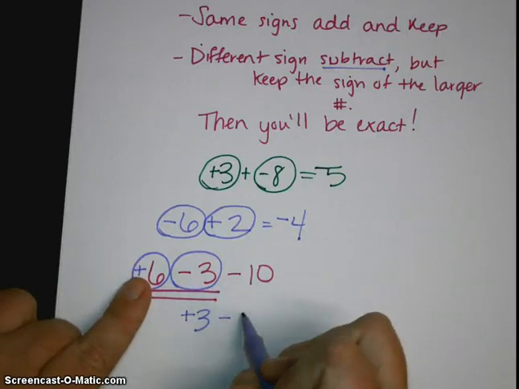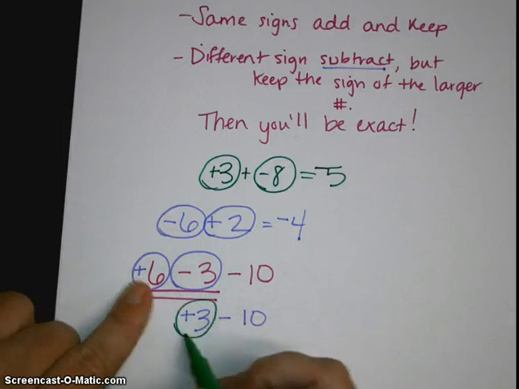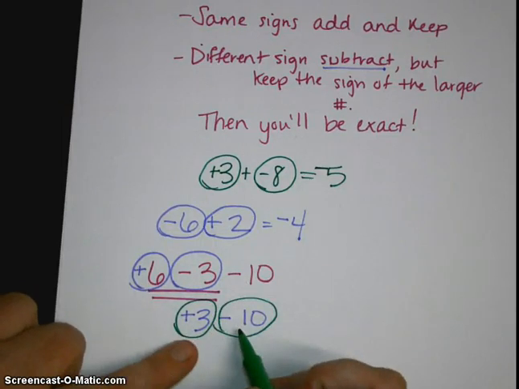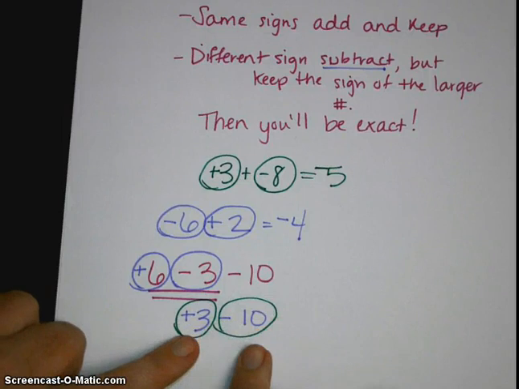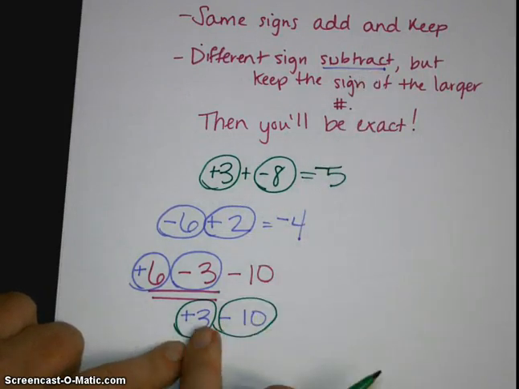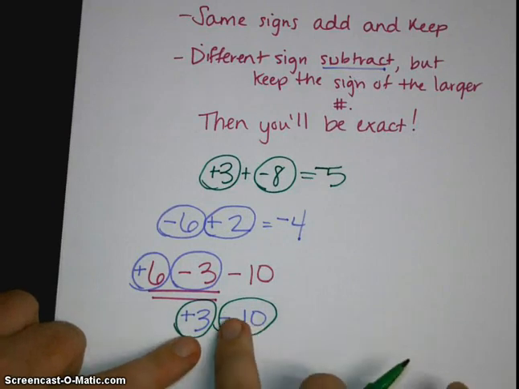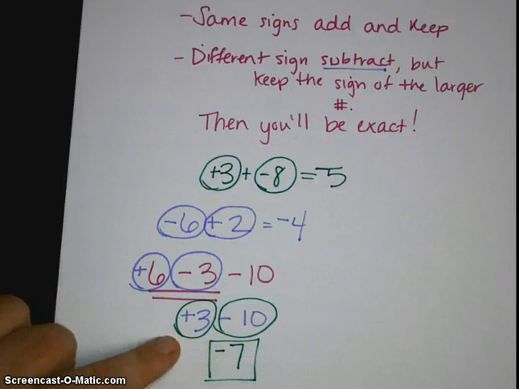Bring down the minus and the 10. Then I compare these two numbers. 3 is positive, 10 is negative. Different signs, so I'm going to again subtract. So 10 minus 3 is 7. The larger number is 10, which is negative, so my answer is negative.